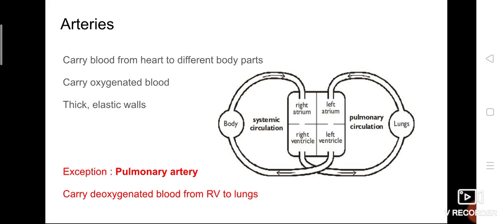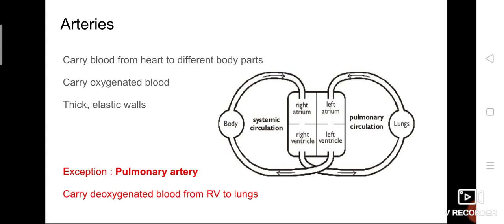So check the picture: one tube is connected from the heart to different body parts, and an arrow mark is also given, especially the tube which connects the left ventricle and the body parts. That is called what? Arteries. So arteries are blood vessels. What are they going to carry? Blood from the heart to different body parts. We know the heart is divided into 4 chambers. So the artery is connected with which chamber? Left ventricle. So that tube is called what? Arteries. And what blood are they going to carry?